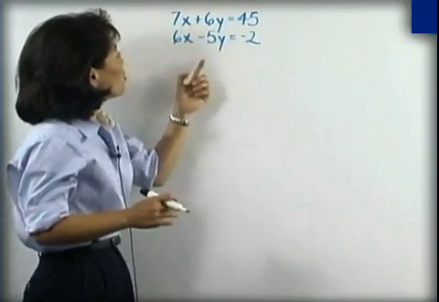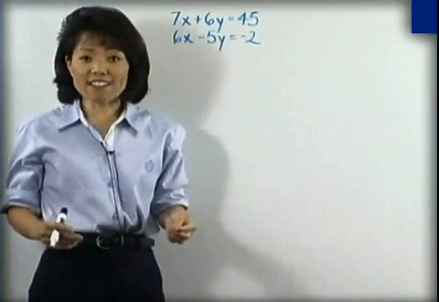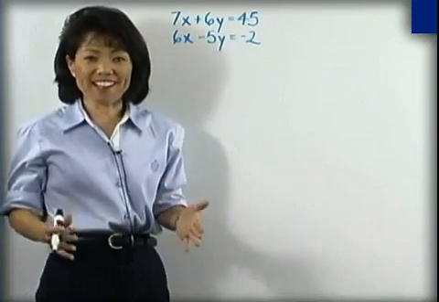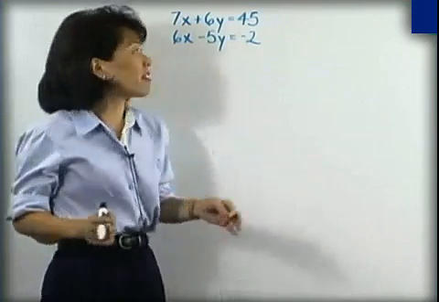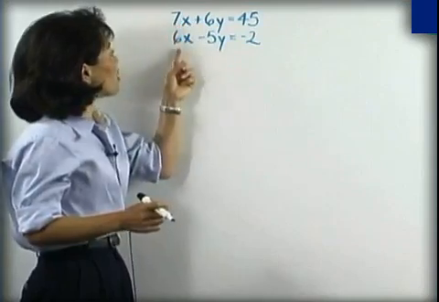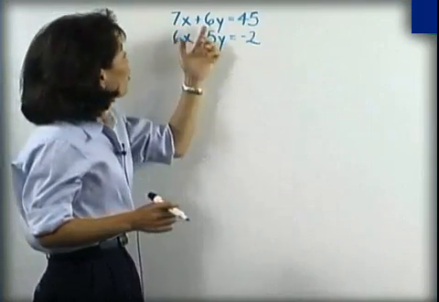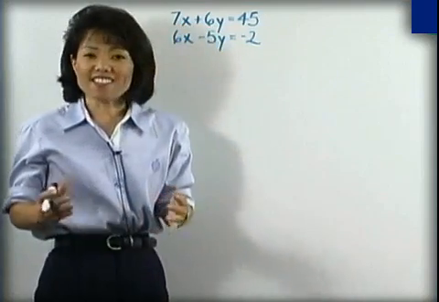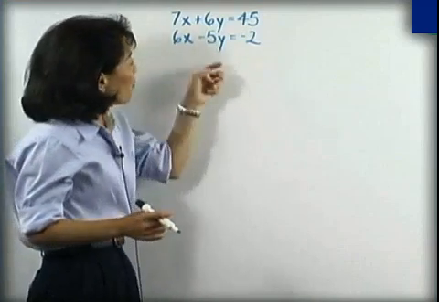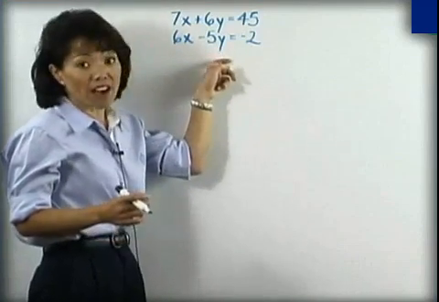Now, I have to choose, do I want to eliminate the x's or do I want to eliminate the y's? Here's how I make my choice. I simply look at the coefficients 7 and 6. I look at the coefficients 6 and 5. Since I like to use smaller numbers, I'm going to choose to eliminate the y's.